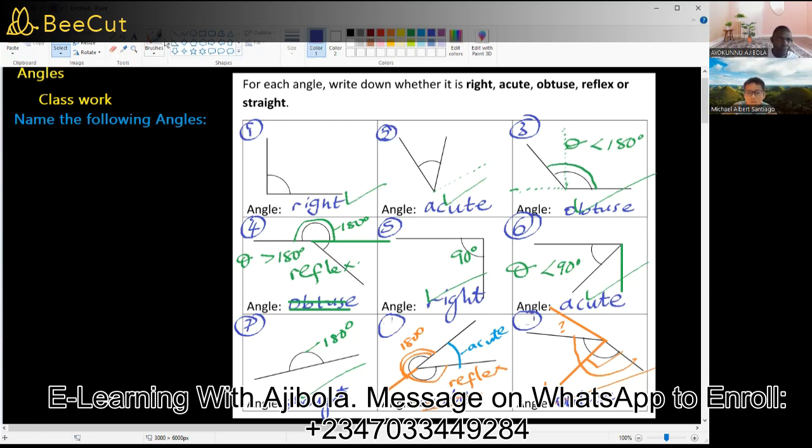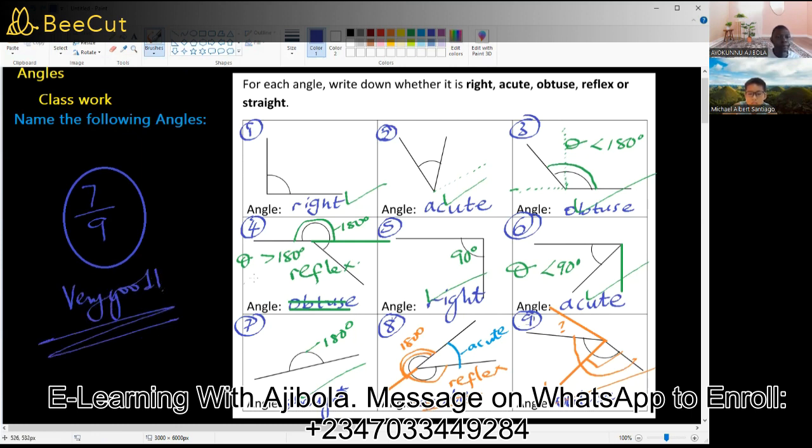Now the numbers are number 8 and number 9. So the total score now is 7/9, which is a very good job. Very good job.